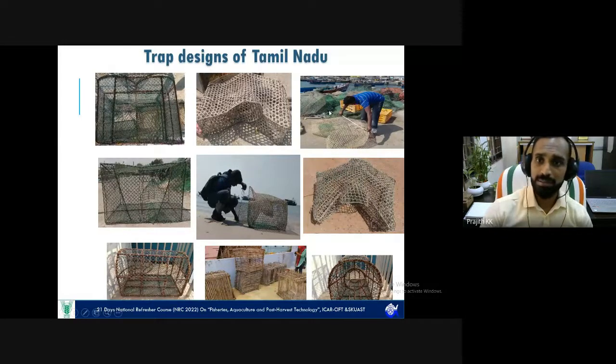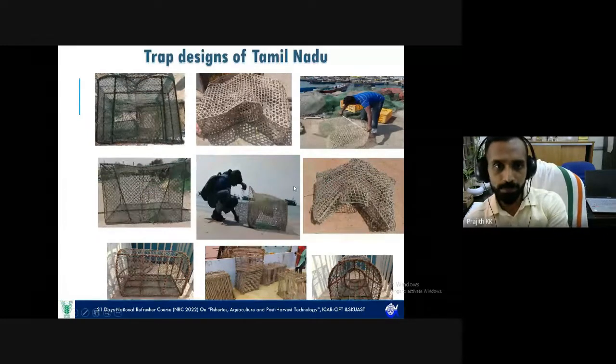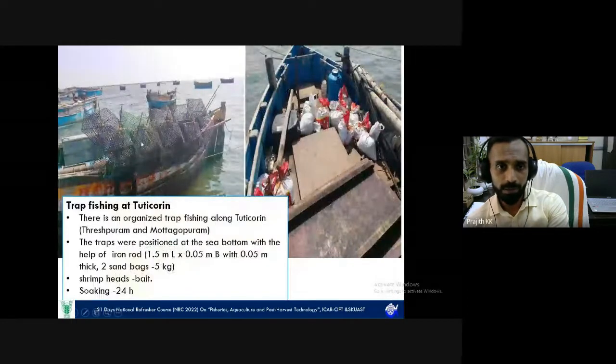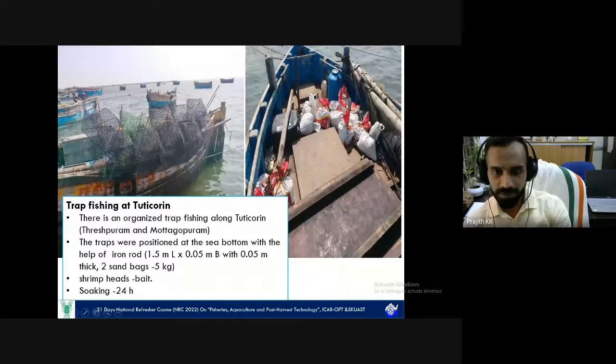Here you can see the trap design from the Tamil Nadu coast. This is used in the marine sector, various types of traps. Nowadays, they are shifting from traditional material to synthetic material. Plastic is used, PVC is used, high density polyethylene is used, and even metal is used as a frame. Here you can see one small boat loaded with traps. This is ballast actually. You can see the bags filled with sand, just to keep the traps on the bottom of the sea.